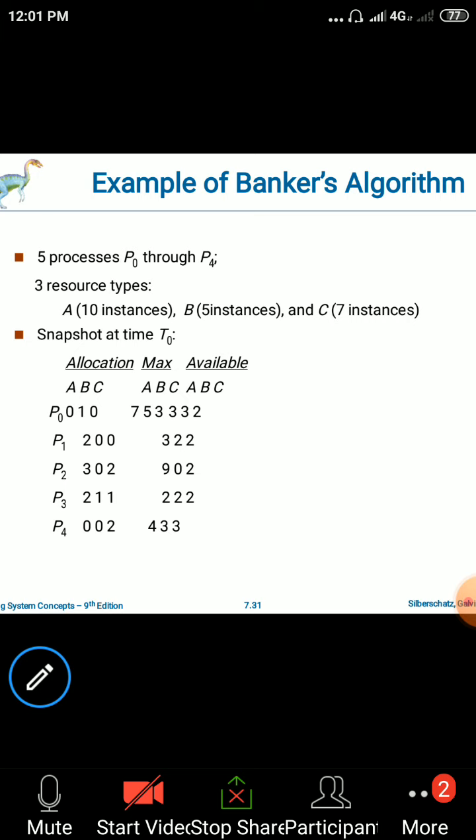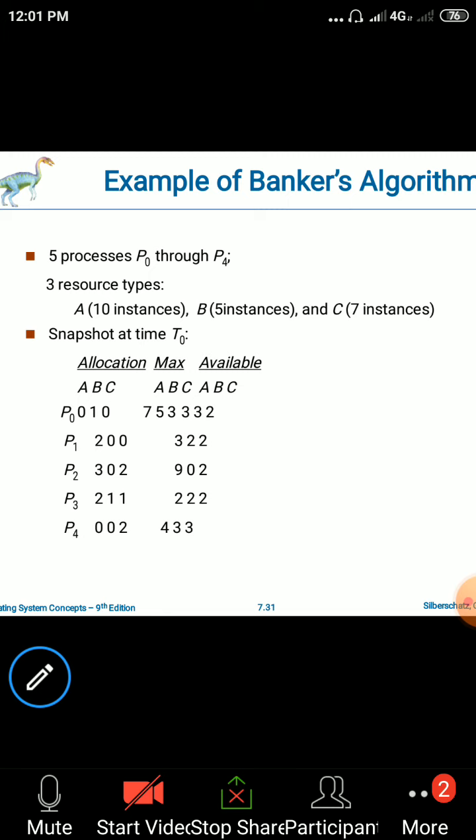I will explain. Now let us consider the example of a system consisting of 5 processes P0, P1, P2, P3, P4, and how many instances are available. So first we will consider how many resources are available, and for each resource how many instances are available. So in a system 3 resources are available. The 3 resources are A, B, C.